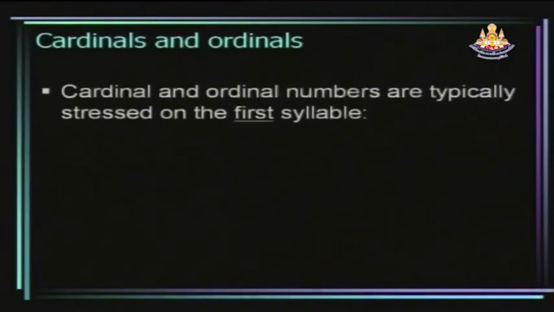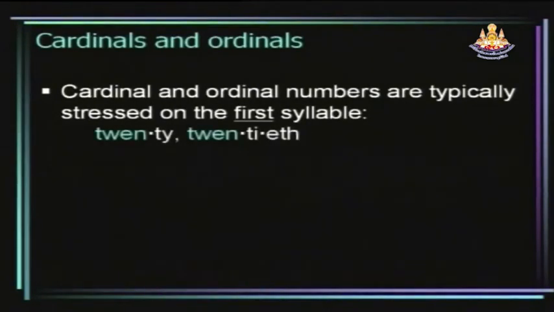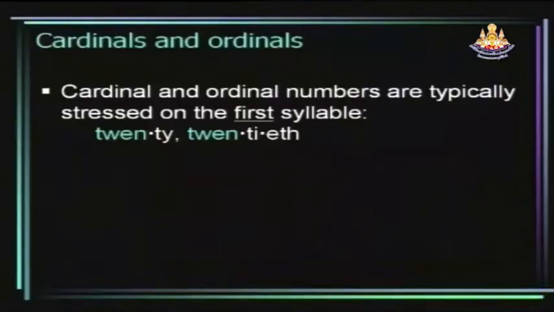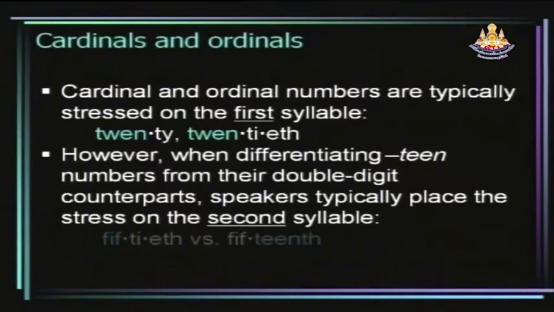Let's talk a little bit about numbers in English and the stress we use with numbers. We have in English cardinal numbers, which are the numbers we use to count, 20, 30, 40, and ordinal numbers, which show us the position in a sequence, 20th, 30th, 40th. Both of these have the same stress pattern. They're typically stressed on the first syllable. So 20, 20th, 30, 30th, 40, 40th.